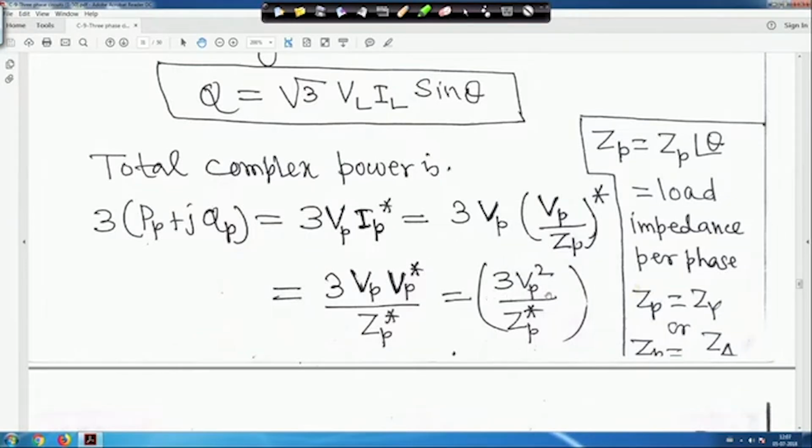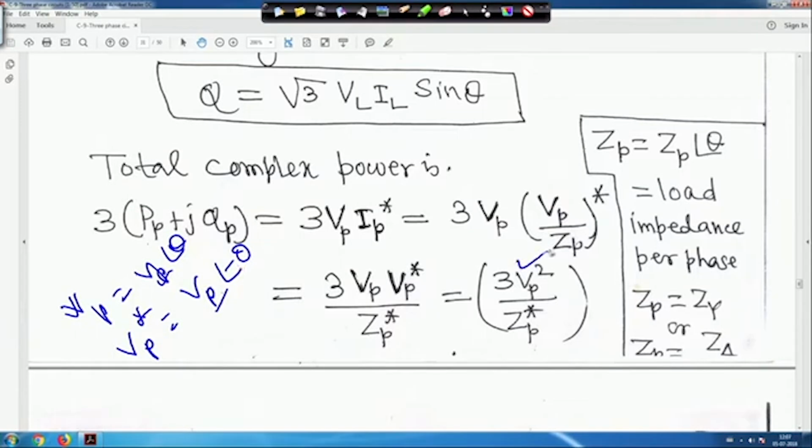So Vp into Vp conjugate will be magnitude Vp square, because suppose Vp is equal to Vp angle theta, then Vp conjugate will be Vp angle minus theta. So if you multiply this, it will be Vp square magnitude, and the angle will be theta minus theta, which is 0. So it is just Vp square, that is why it is 3 Vp square, and this whole thing is divided by Zp conjugate.